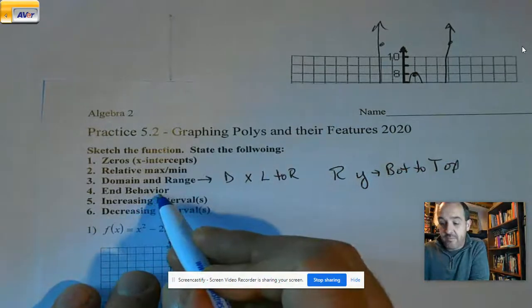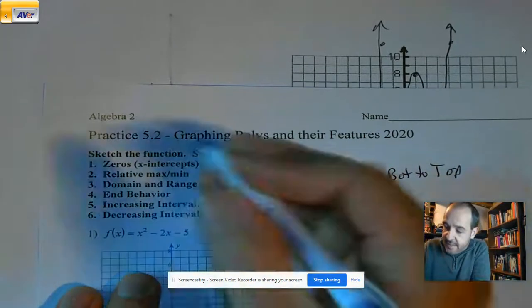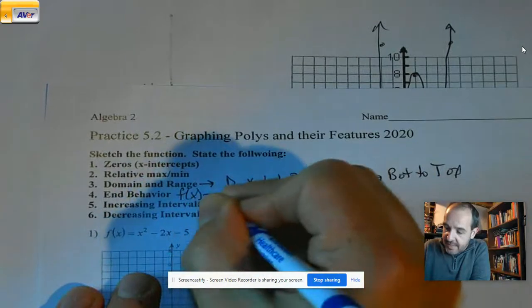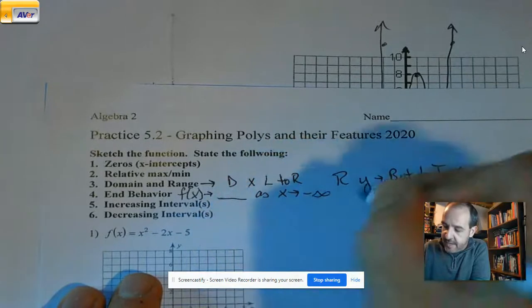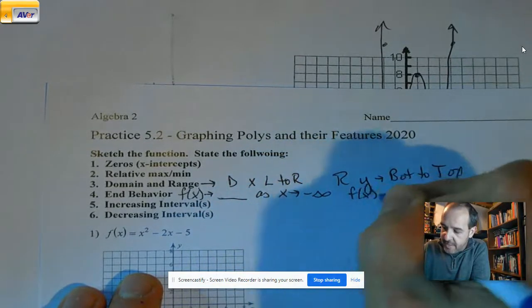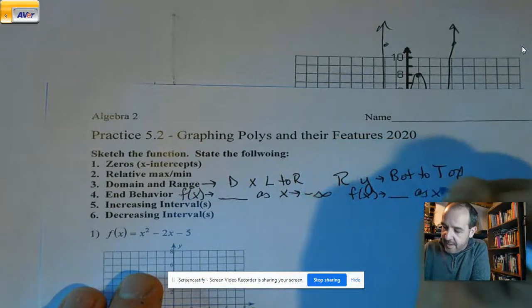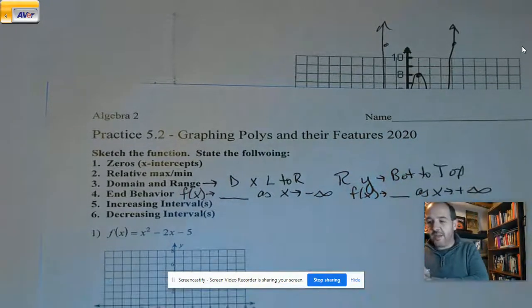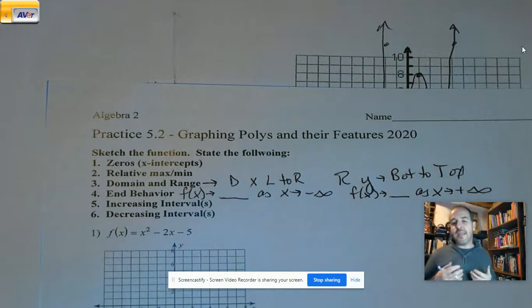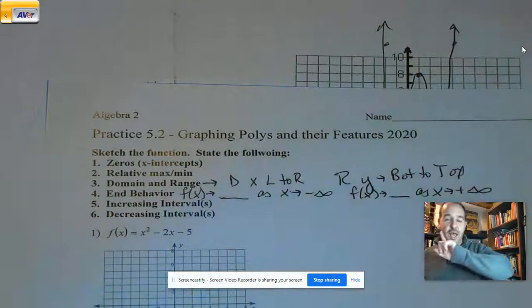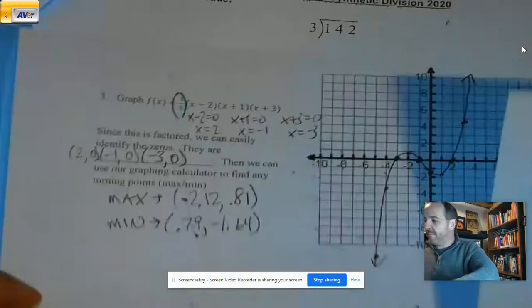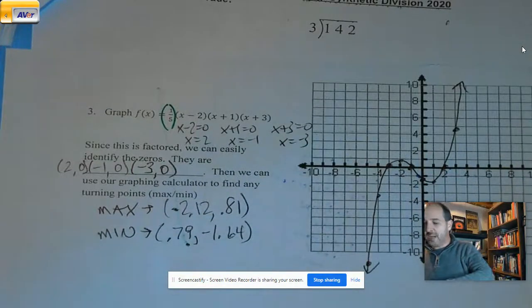End behavior. Okay, we just got done talking about this. This is the one where we have f of x approaches something as x approaches -infinity, and f of x approaches something as x approaches +infinity. Actually, I got a really good idea. I'm going to go back to number 3 for a second. We're going to do this other stuff. So domain and range with number 3.